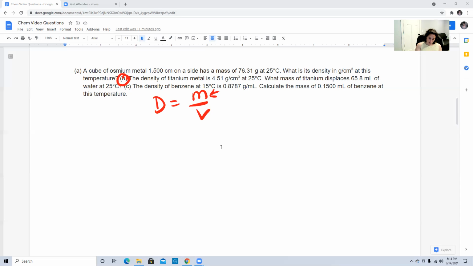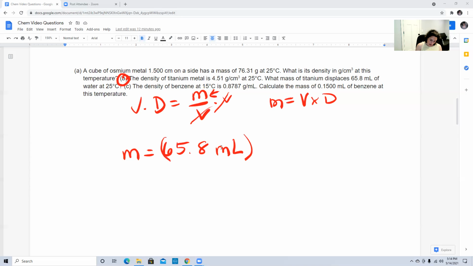So if I want mass to be equal to something, instead of density equal to something, good old algebra, if I'm undoing dividing, then I multiply both sides. So mass is equal to volume times density. And now I can just plug in the numbers they gave us. So mass equals, volume was 65.8 milliliters. And we're going to multiply that by the density, which was given as 4.51 grams per centimeter cubed.